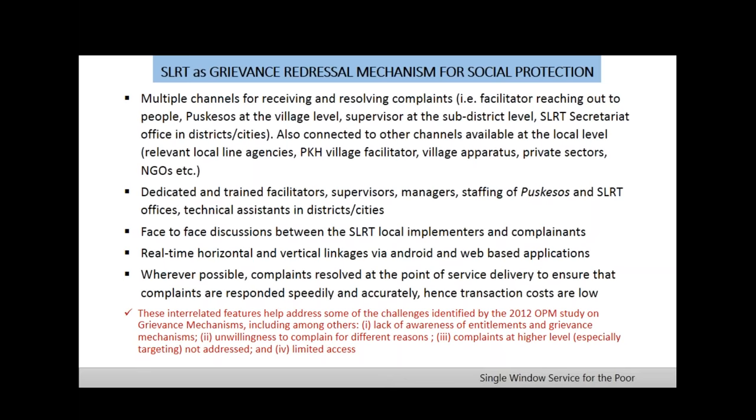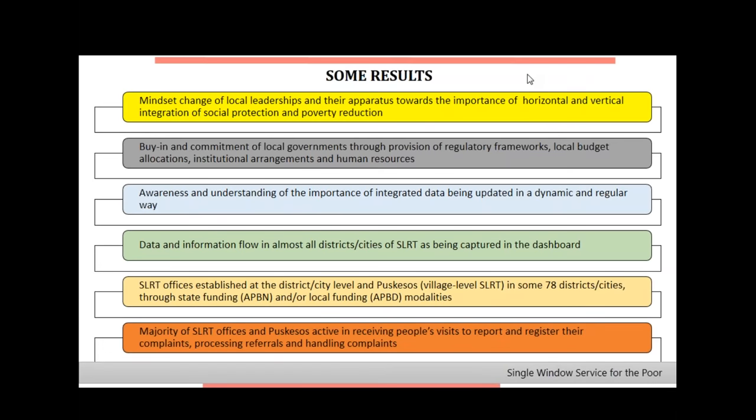Next. Now we come to some results. If we are to summarize the main results of SLRT so far, starting in late 2016, there is a change of mindset of local leadership and their apparatus towards the importance of horizontal and vertical integration of social protection and poverty reduction.